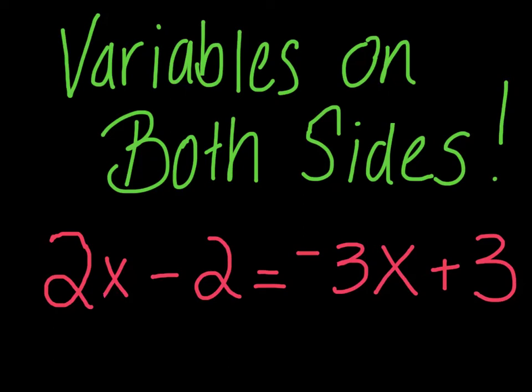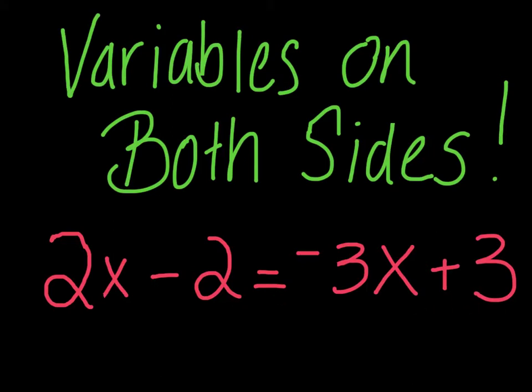Class. Today I'm going to make a video to help you better understand how to approach algebraic equations that contain variables on both sides of the equation. So, if you look at this equation we have in front of us, 2x minus 2 equals negative 3x plus 3.